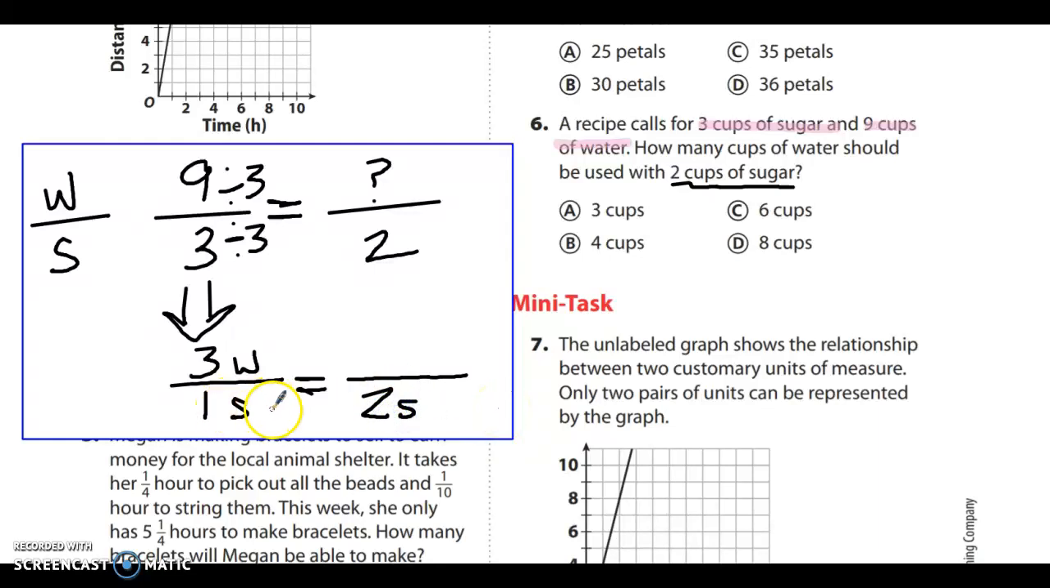To get from 1 sugar to 2 sugars, you multiply by 2. So you multiply the first term by 2. 3 waters times 2 is 6. It's going to be 6 cups of water.